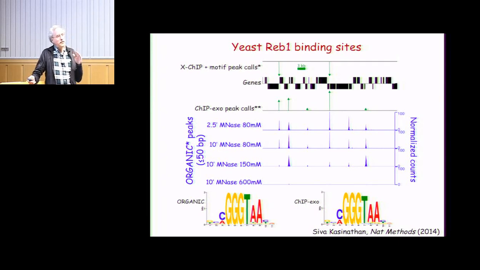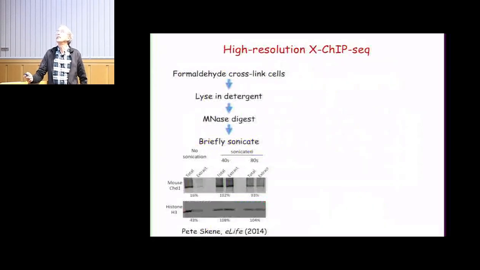A limitation that we ran into with this ORGANIC method is that when we got into higher eukaryotes, and into large complexes such as RNA-Pol2, we found that solubility was a limitation. We just couldn't solubilize everything, only a small part, and that worried us. So Pete Skene, a postdoc in the lab, came up with the following method, a high-resolution cross-linking ChIP method. So we do formaldehyde cross-linking in the usual way, and then instead of sonication, we just do MNase digestion. Now this is insoluble, but with brief sonication, we can get it out of solution.